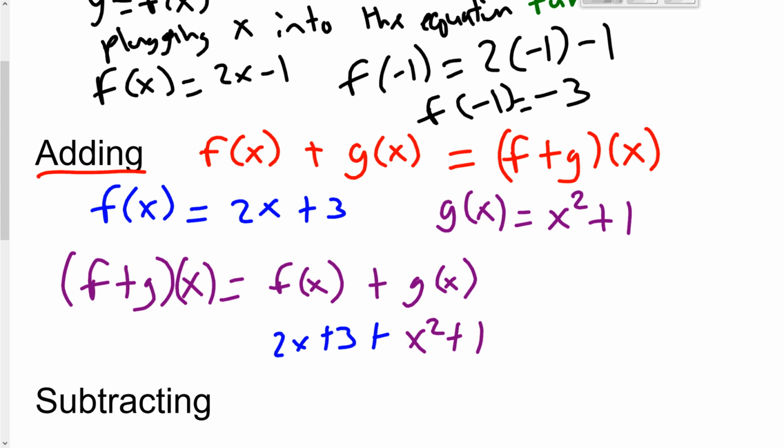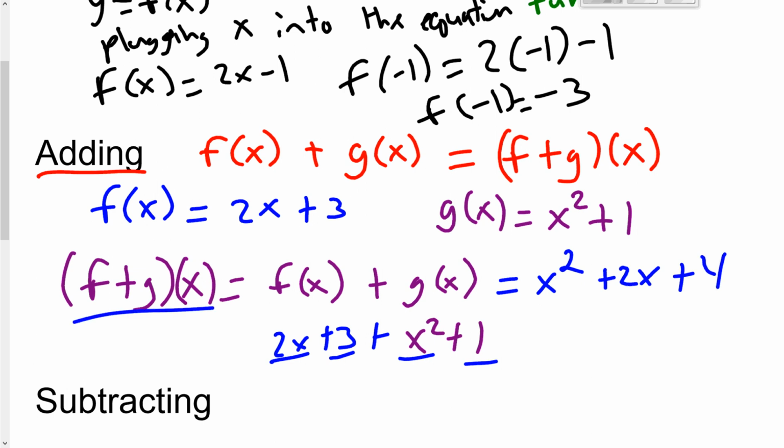This one's not too bad. This one's just combining like terms, right? Here, I have no other x's. I have no other x squareds. So I just write this in standard form. x squared comes first, positive 2x, and then I have 3 plus 1 is 4. So there's my answer. f plus g of x is equal to x squared plus 2x plus 4.